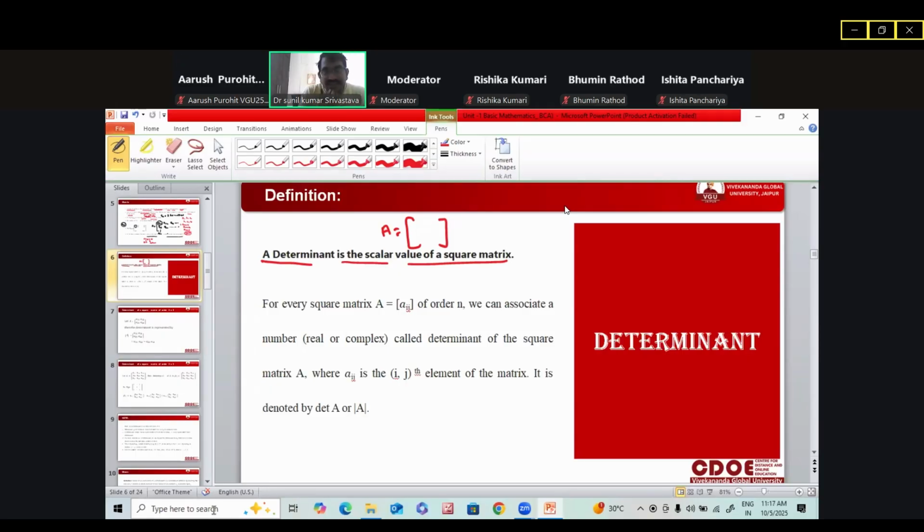So a determinant is a scalar quantity defined for a matrix in which the number of rows and columns are equal, for example 4 rows and 4 columns, or 2 rows and 2 columns. In any such matrix, the number of rows and the number of columns are equal.